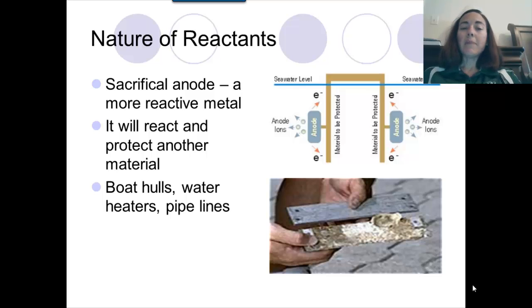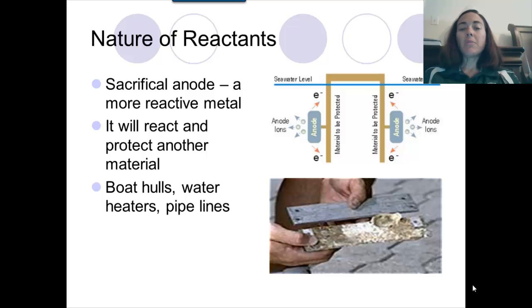So what happens in this situation, it's the hull of a boat. Boat hulls, you know, when they stay in the water over time, can corrode and become damaged. But they're made now with sacrificial anodes on the hull of the boat so that that anode will react and protect the hull of the boat instead. This is also used in water heaters and in pipelines.